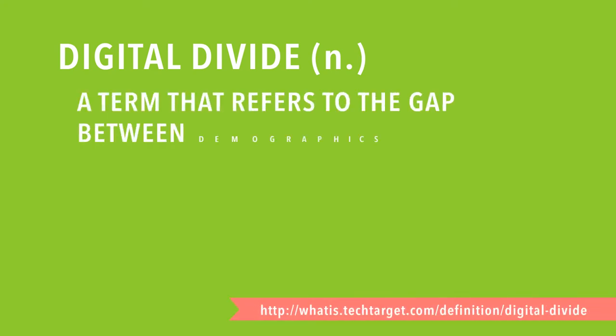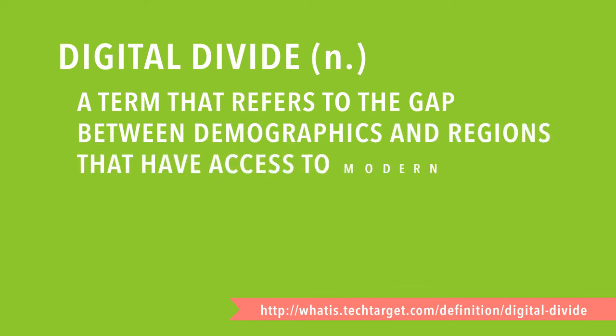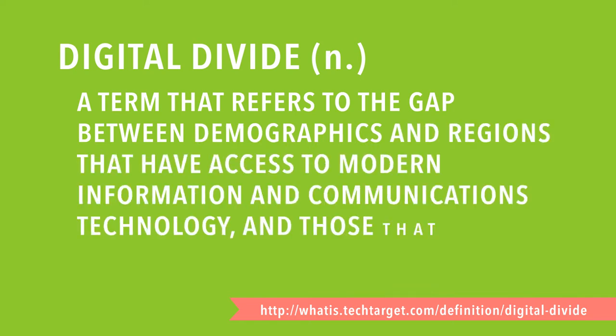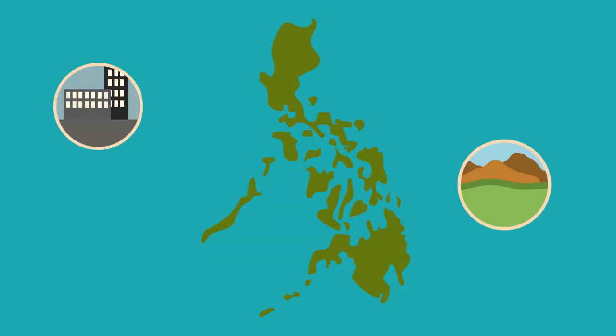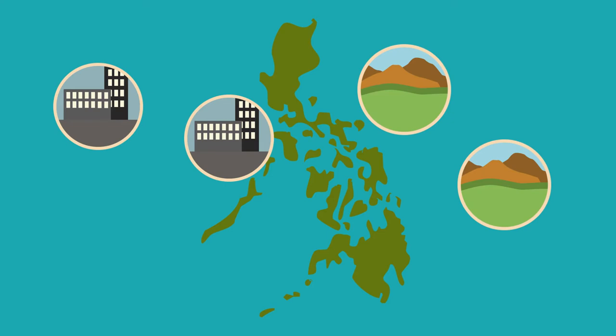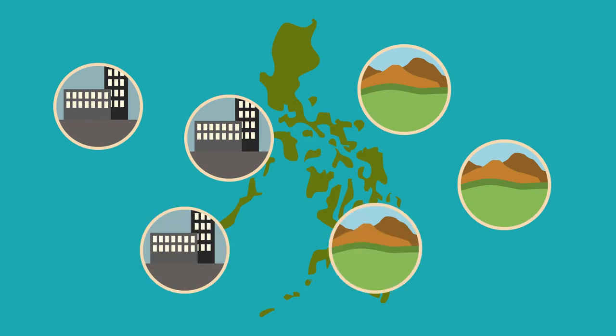I guess we should start by defining the digital divide. Digital divide is a term that refers to the gap between demographics and regions that have access to modern information and communications technology, and those that don't or have restricted access. To put it simply, the digital divide is like a line that separates those who can access modern technology like the internet and computers, and those that can't access them.